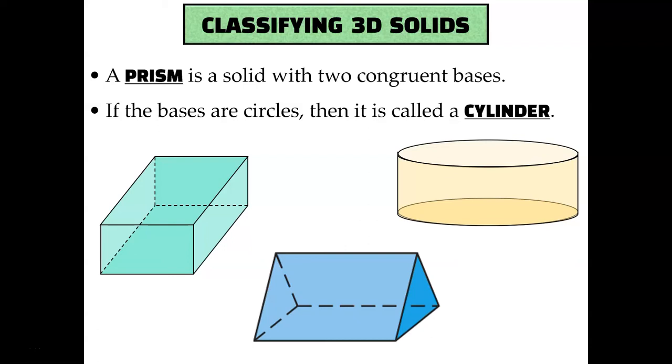Let's talk about prisms first. A solid is a prism if it has 2 congruent bases. There is a special kind of prism, which is called a cylinder. Cylinders are unique because they have circular bases. But typically all of our other prisms we will just classify by what shape the base is. So this would be an example of a rectangular prism because its bases are rectangles, and this would be an example of a triangular prism because its bases are triangles.